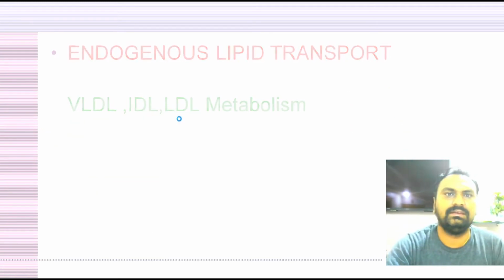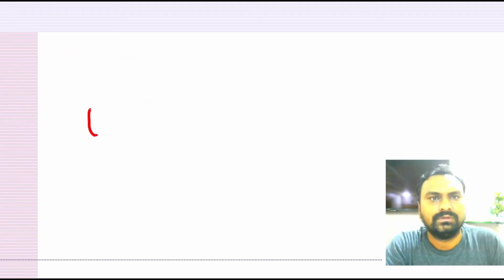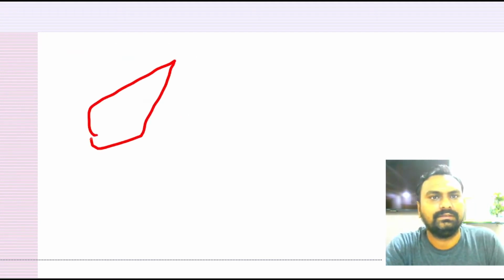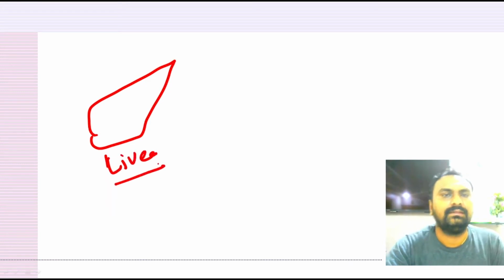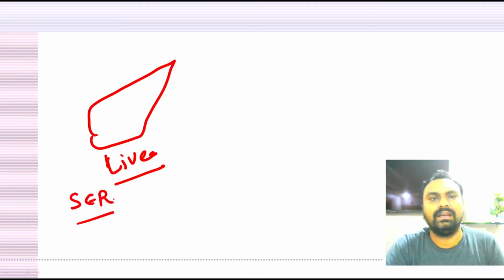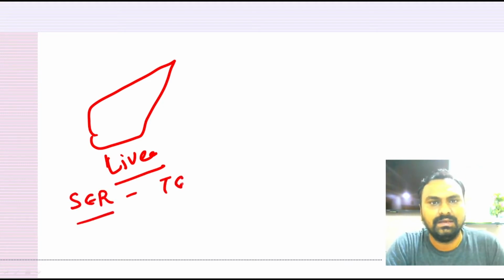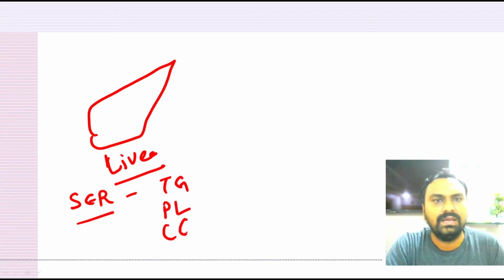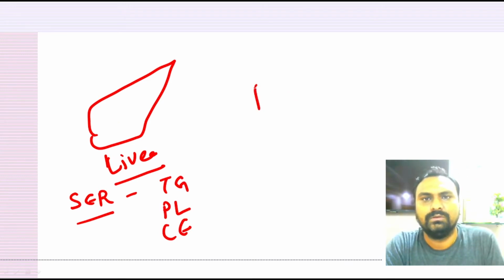So we will see in detail now. Suppose this is the liver. In the liver there are hepatocytes. In the hepatocytes, in the smooth endoplasmic reticulum, lipids are endogenously synthesized. Which lipids? Like triglyceride, phospholipid, cholesterol, they are synthesized. Now these endogenously synthesized lipids have to be transported to the peripheral tissue.